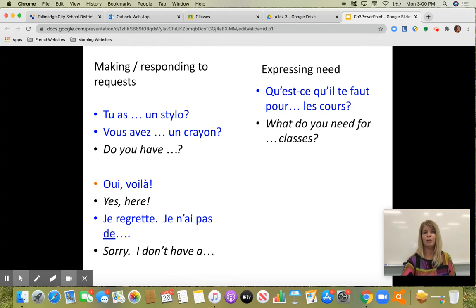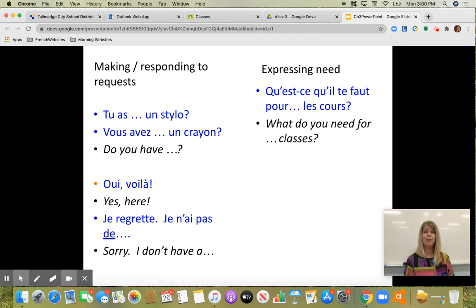You know that you is tu or vous. Notice that there's no tu or vous there. It's il. So that's why I'm saying it's an expression that doesn't translate well word for word. But il te faut means you need. Pour is for, and then whatever your classes are. Répétez. Qu'est-ce qu'il te faut? Qu'est-ce qu'il te faut pour les cours?